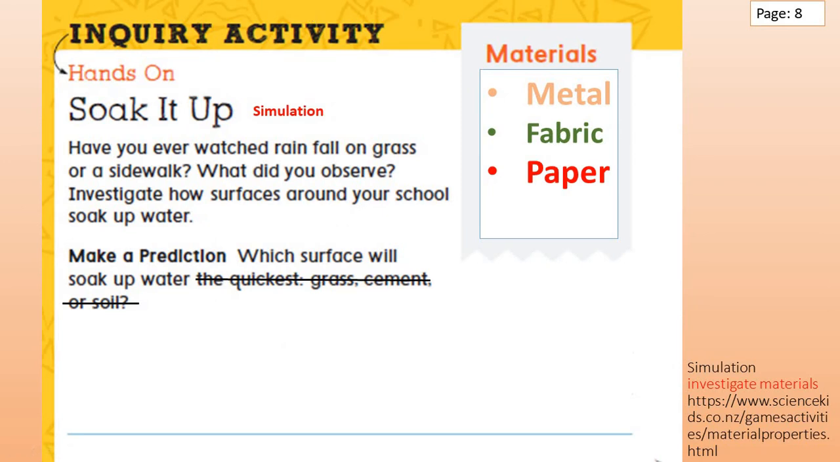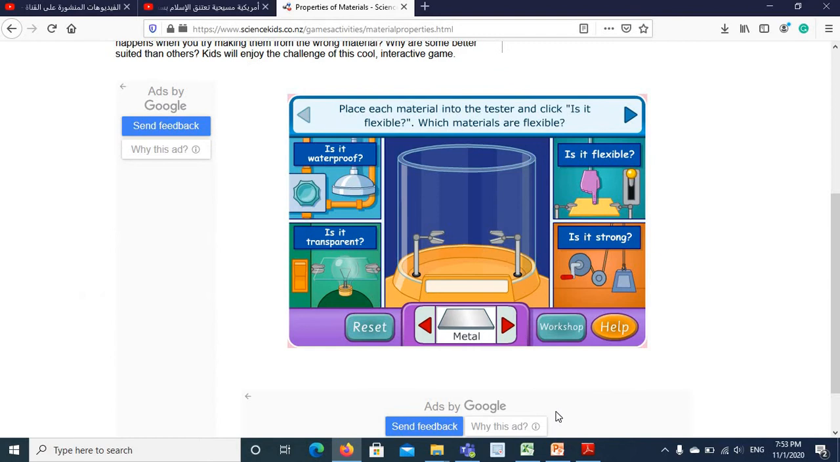Page number 8. Inquiry activity. Soak it up. We will investigate many materials. They are metal, fabric, and paper. Let's test these materials. Let's start with metal. If we put metal here, what do you think, grade 2, before the test? Does metal absorb water or not? Think about it and let's see.